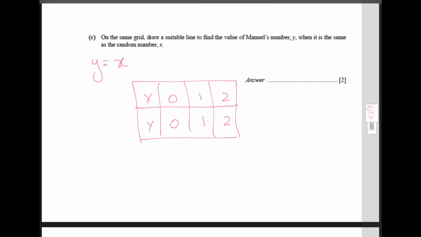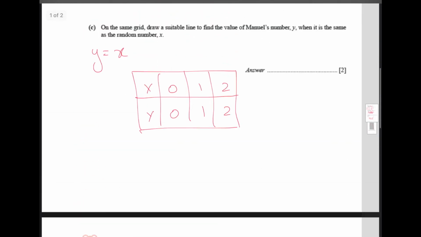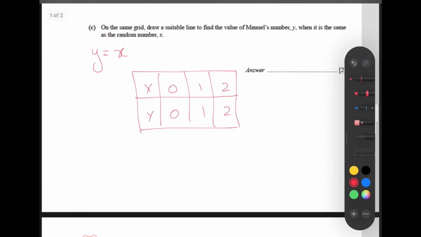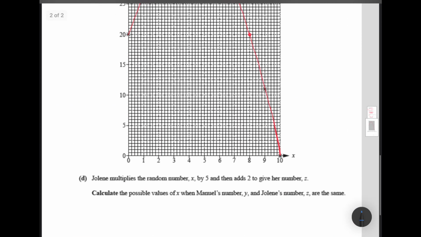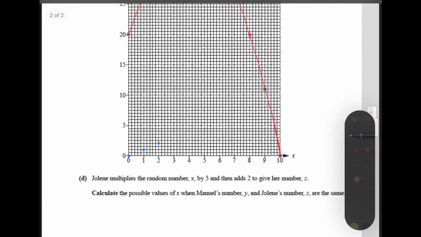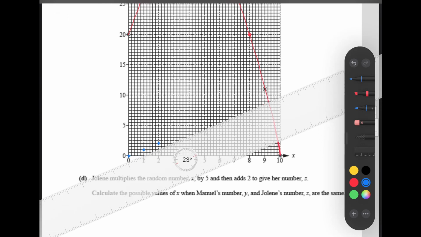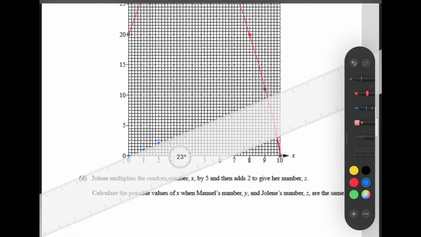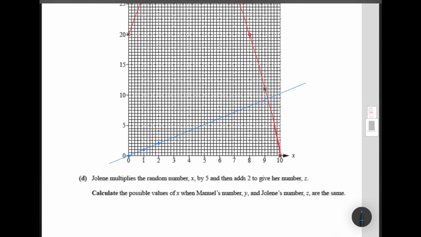So the same values. Let's draw it in blue so that it's visible. So we choose the color blue. Where do I choose it from? Okay. So 0, 0 is going to be here. 1 and 1 is going to be there. And then 2 and 2 is going to be there. Okay. Let's draw a straight line passing through this. I think this is suitable. So the line goes like this. This is the line of y equal to x.